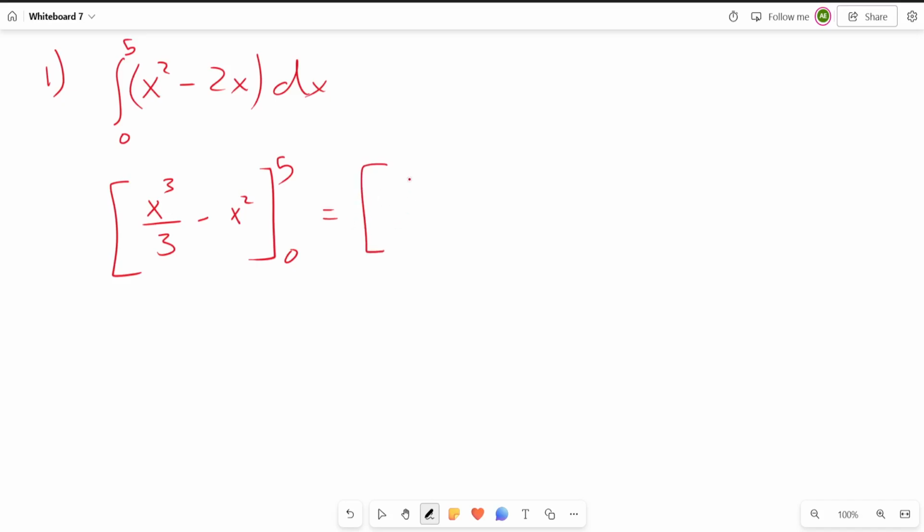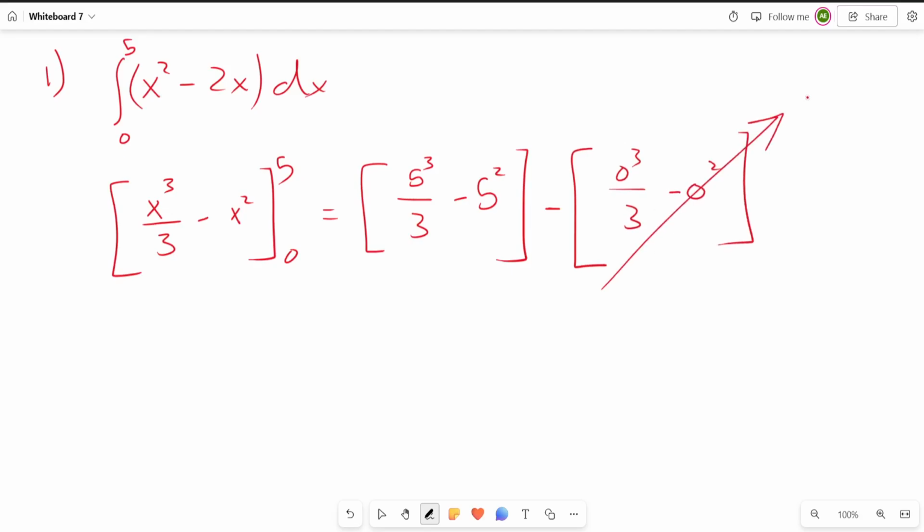So this is going to equal 5 cubed over 3 minus 5 squared. This is the first upper bound substituted inside, and then we subtract the lower bound substituted inside, which is 0 cubed over 3 minus 0 squared. So this whole thing becomes 0, and over here I will have 5 cubed over 3 minus 5 squared. This is going to give me an answer of, okay, 5 cubed is 125. Divide 3 minus 5 squared. This is going to give me an answer of 50 over 3. And this is my answer over here.